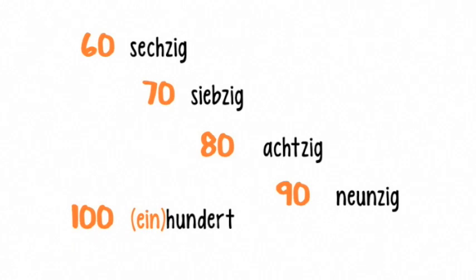100, or you can also simply say 100. 60, 70, 80, 90, 100. Let's have a look on how to form the numbers you just learned.